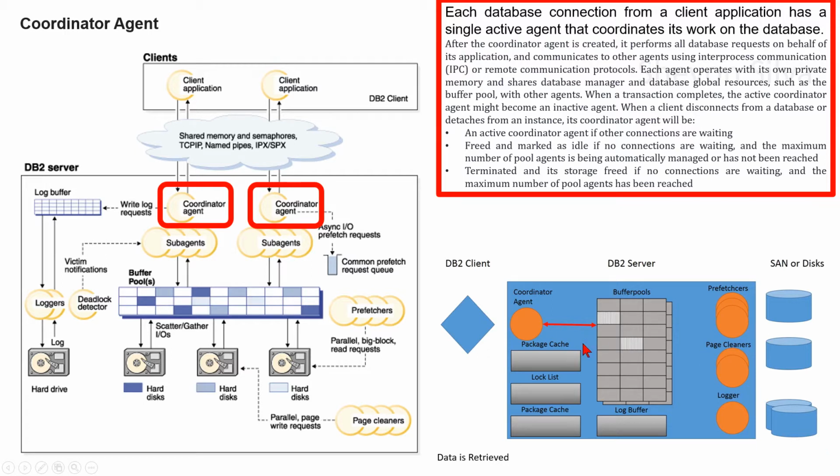First and fastest way DB2 can get data is if the extents it needs are already in the buffer pool. If the extents needed are there, the coordinator agent can read the data directly from the memory.